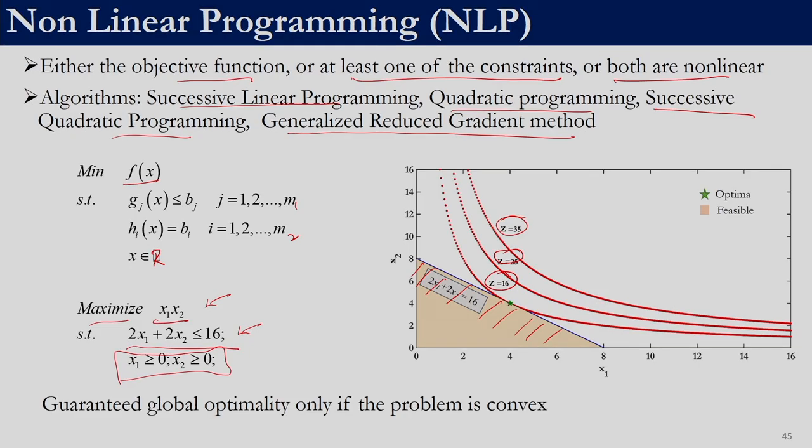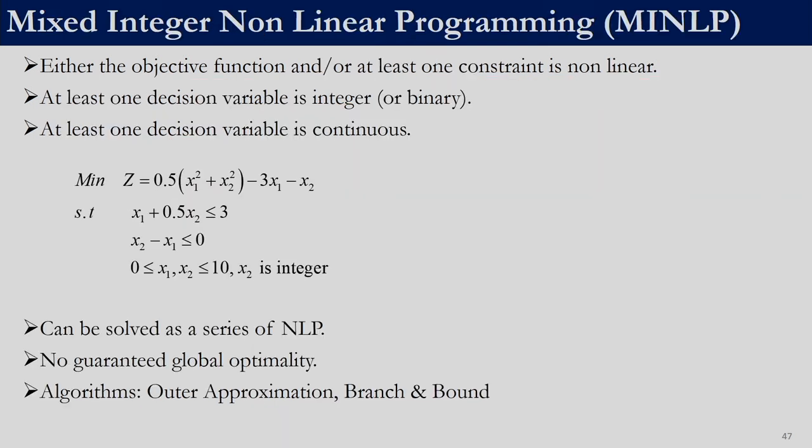In a nonlinear programming problem, global optimality is guaranteed only if the problem is convex or has some special properties. In a mixed integer nonlinear programming problem, either the objective function or at least one of the constraints is nonlinear. Similar to mixed integer linear programming, there is at least one continuous variable and at least one discrete variable. So this is an example of an MINLP.